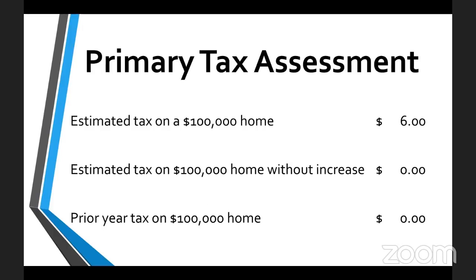So the estimated tax on a $100,000 home will be $6. If we would vote to not do this increase, there would be no tax increase. And the prior year was 0 because we didn't levy this tax. So the overall increase is $6 on a $100,000 home. Okay. Any questions on that?